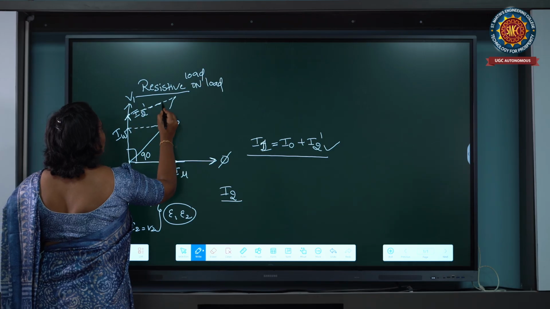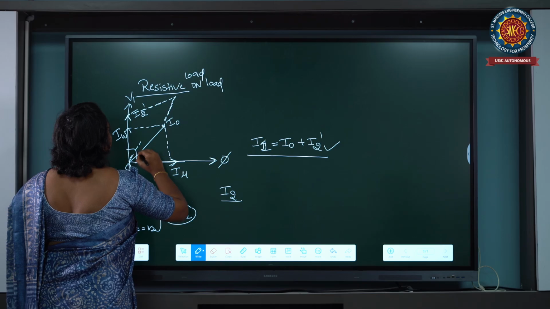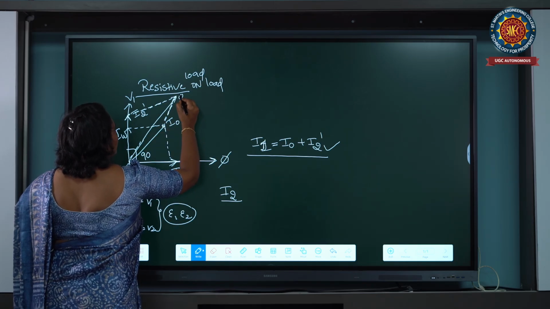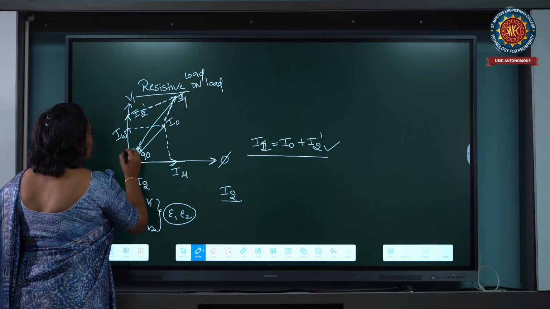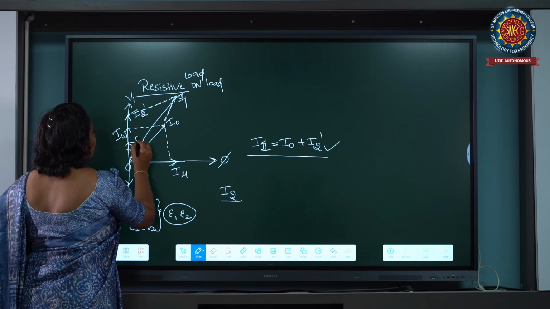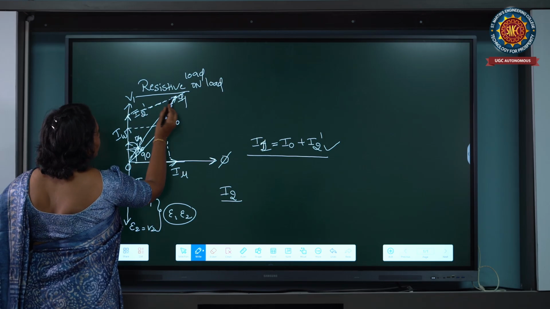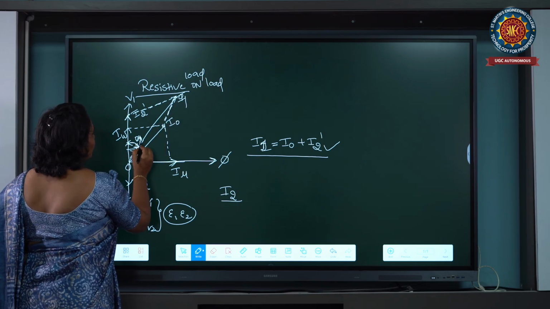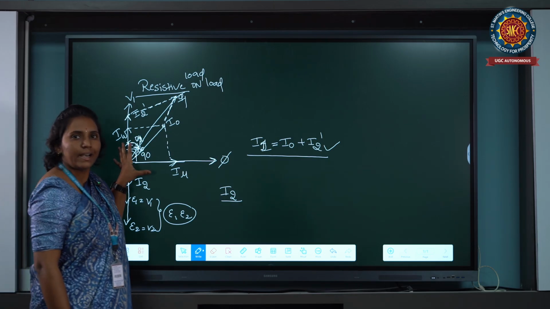These I2 dash and I1 intersect at one point. That point is the resultant current of the practical transformer at load condition. This is the flux phi 1, and this is the flux phi naught at no load condition. This is the voltage, and the resultant current flux should be phi 1. This is the resistive load of the practical transformer.